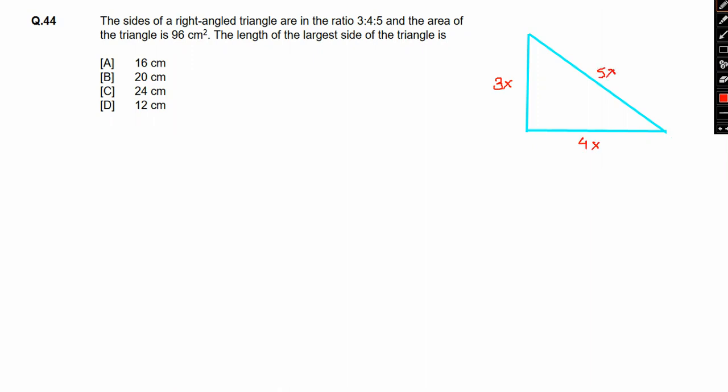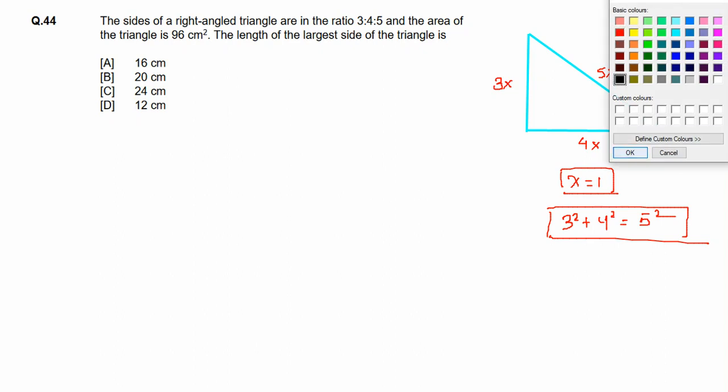Why have we done this? Because simply, suppose I consider x equal to 1, then what we have is that 3 square plus 4 square is equal to 5 square. We know these are a Pythagorean triplet. So that's why we are taking hypotenuse as 5x. Okay, so now we find the length of the largest side. Okay, so let's take a look.